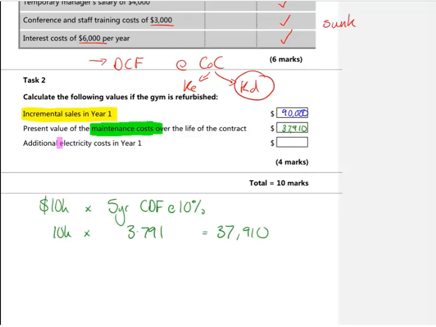Finally, we need to find the additional electricity costs, so not the total value, but just the increment, the additional amount. We know that that's going to be 5% of our total revenue. Well, the predicted revenue with the investment will be 550,000. So that gives us a total of 27,500.